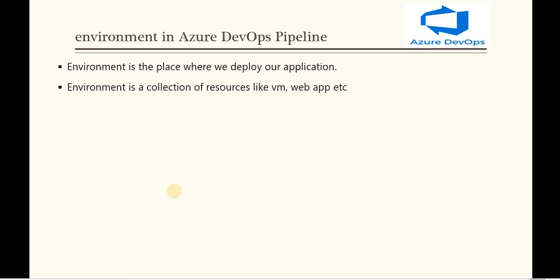And the next is the environment in the Azure DevOps pipeline. An environment is nothing but the place where we are going to deploy our application.